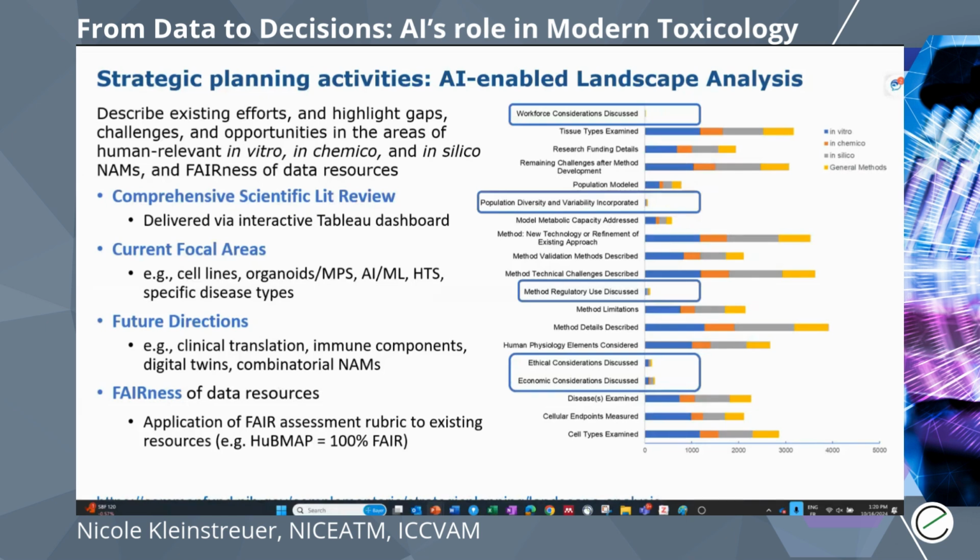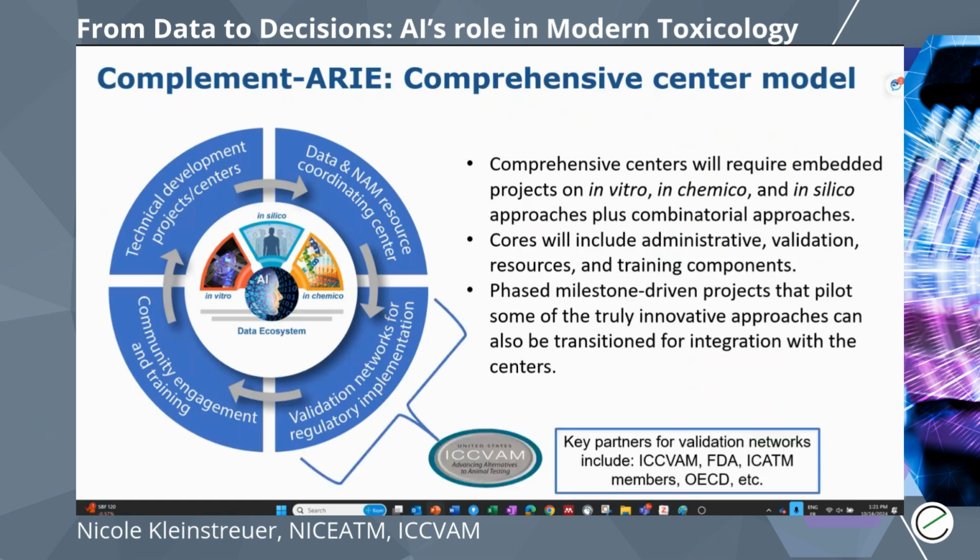We also, as a side project to this landscape analysis, did a fairly comprehensive survey of all of the different data resources that are out there. So things like HuBMAP or Gene Ontology, and we applied a FAIR assessment rubric. So FAIR: findable, accessible, interoperable, reusable, to see how many of these existing data resources were 100% FAIR and how we could use them as a starting point for building the complementary data hub. So this is a comprehensive center model. All of these different pieces will be funded via various grant opportunities. But the one that, of course, I'm the most engaged in moving forward is the validation network for regulatory implementation.